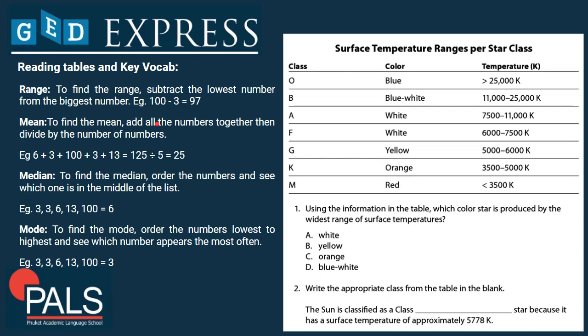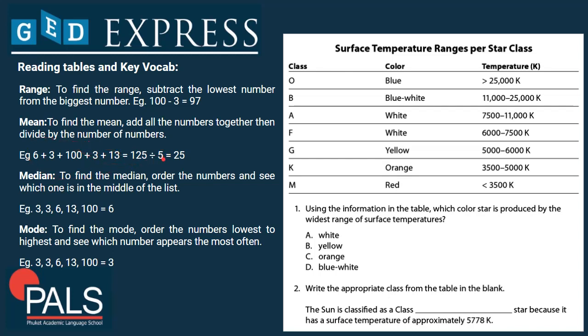So then the other three terms I would like to mention here that are very important for the test are the mean, the median, and the mode. You should know all four: range, mean, median, mode by heart. So if they come up in the test, you immediately know what they mean. And to find the mean, we add all numbers that we are given together, and then we divide by the number of numbers. So if we have these five numbers here, 6, 3, 100, 3, 13, we add them together, we get 125. We divide by the number of numbers we have.